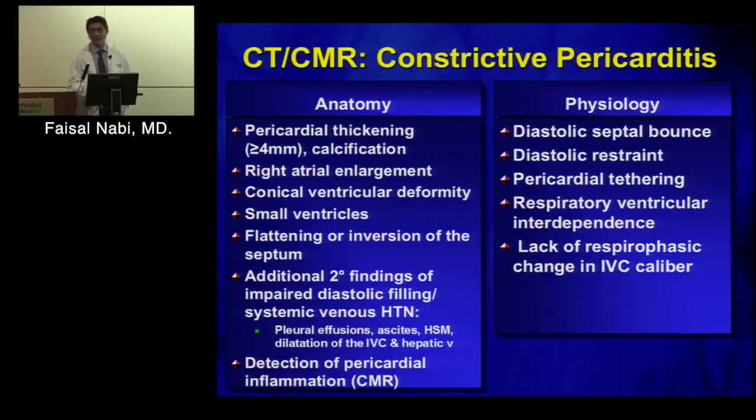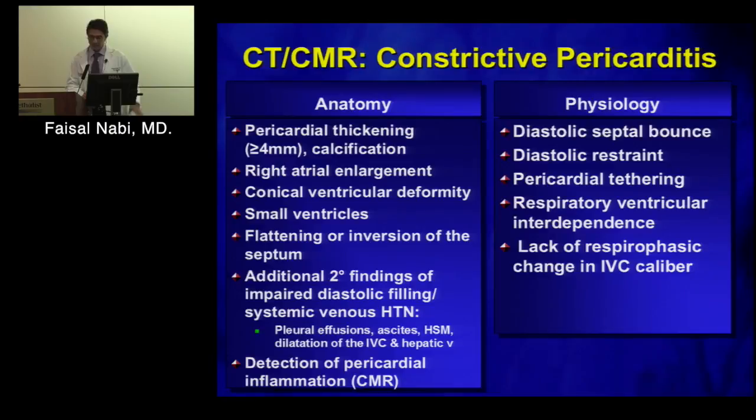So what does that mean? Biatrial enlargement, classically right atrium greater than the left atrium. If you have conical deformity of the ventricle, why? You can imagine if you have a restrained sac around the heart, it takes the shape of that sac. And so, I'll show you pictures where it takes this conical tubular form. If the ventricles look small and underfilled, if you have flattening of the septum, indicating that filling of one ventricle is occurring at the expense of the other.